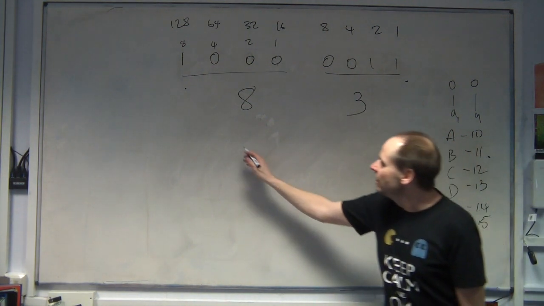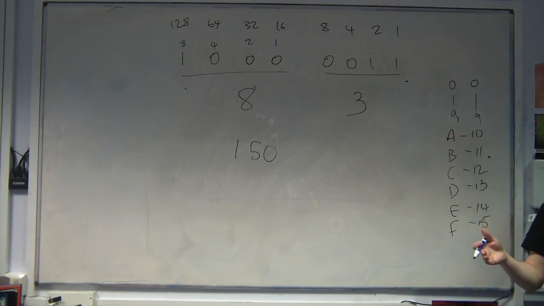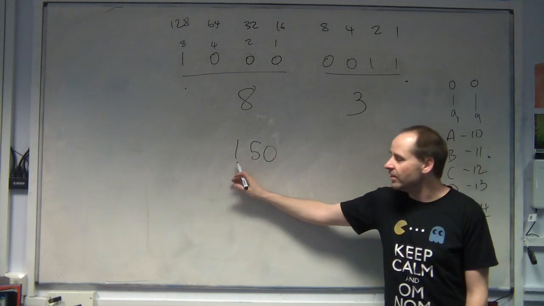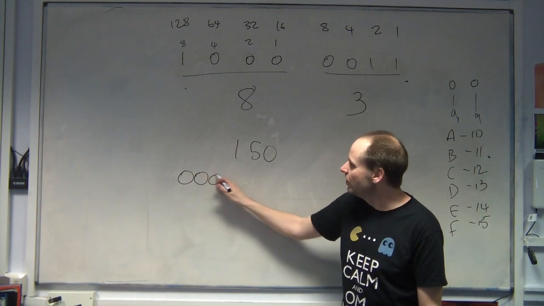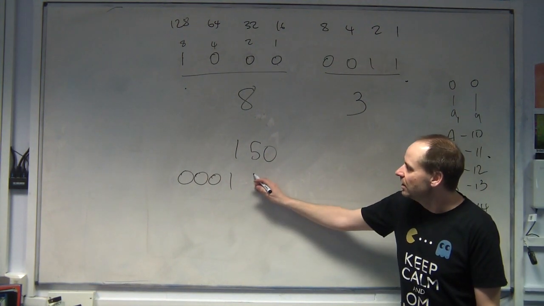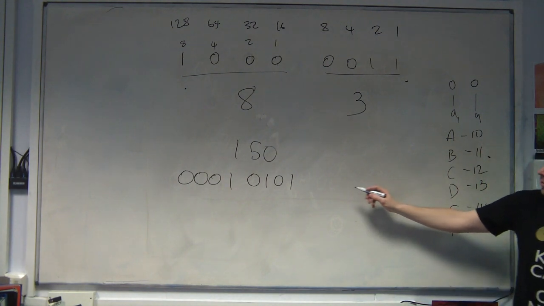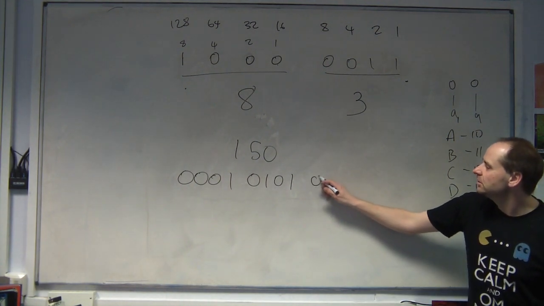So if I had 150 and I wanted to write that down in binary coded decimal, I do exactly what I did for hex. I say, right, the first digit is 1, which is 0001. The second digit is 5, which is 0101. Quite a nice pattern of bits, that one. And 0 would be all the noughts.